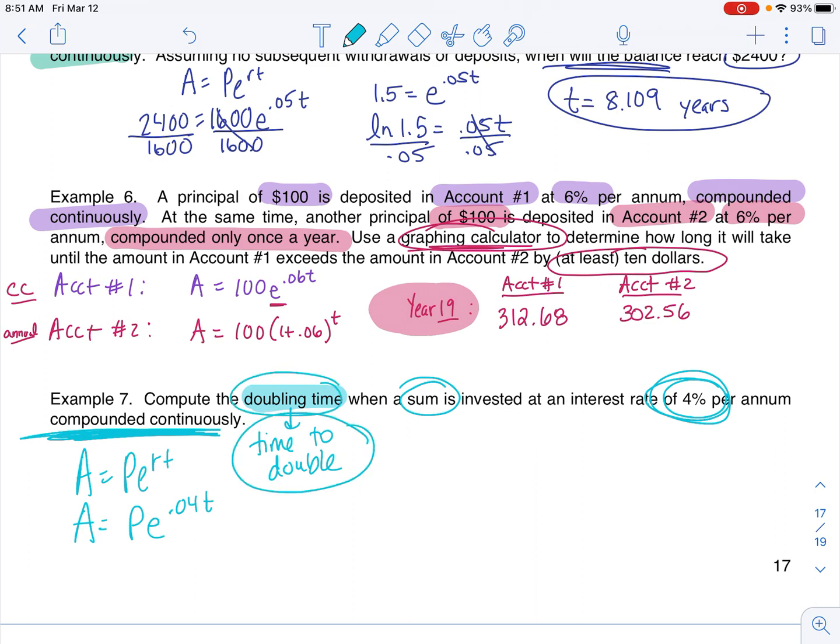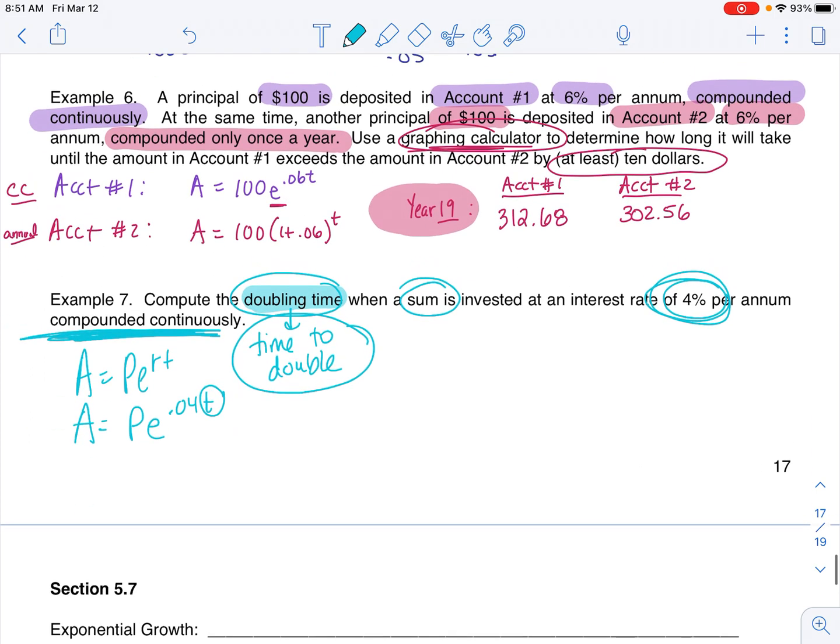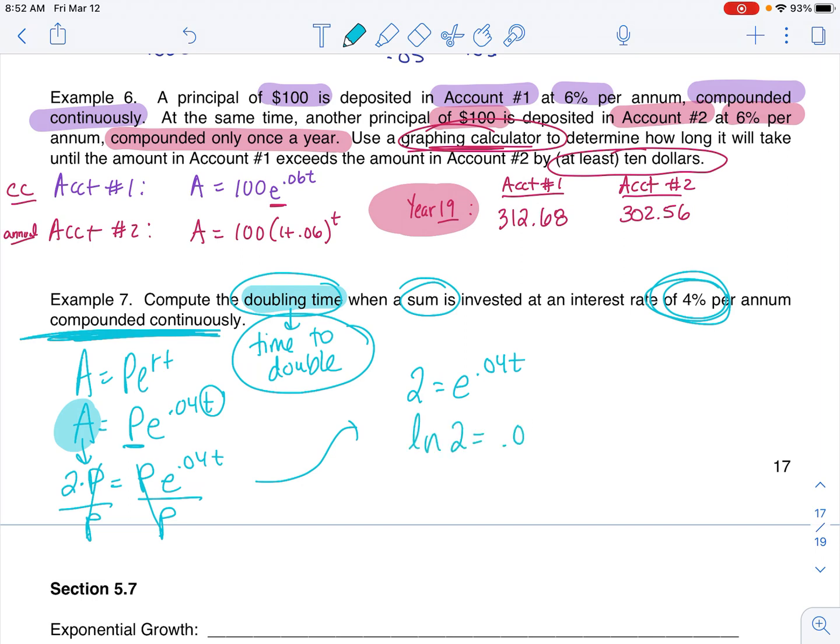Well, it's asking about doubling time. It wants the time it takes to double. So I'm looking for time. That's going to be what I'm looking for. The principal I'm not sure of, but the A here is going to have to be double the original, right? So double, if my original is P, double the original would be 2 times P, right? So that's what I'm looking at. And now what I can do is divide by P, and now I have an equation I can solve. All right, so those P's are gone, and it's just 2 equals e to the 0.04t. Rewrite this as natural log, divide, calculator.